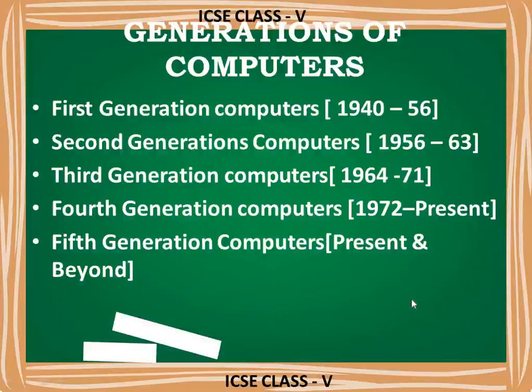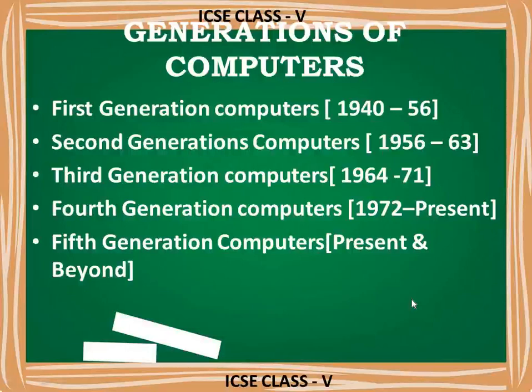Now we'll go to the second generation. Second generation computers: the period is 1956 to 1963. The second generation computers used transistors in place of vacuum tubes. In the first generation, scientists used vacuum tubes as the main component, but in the second generation they used transistors. Like the first generation, these computers relied on magnetic tape. Same as the first generation, second generation systems also depend on magnetic tapes.